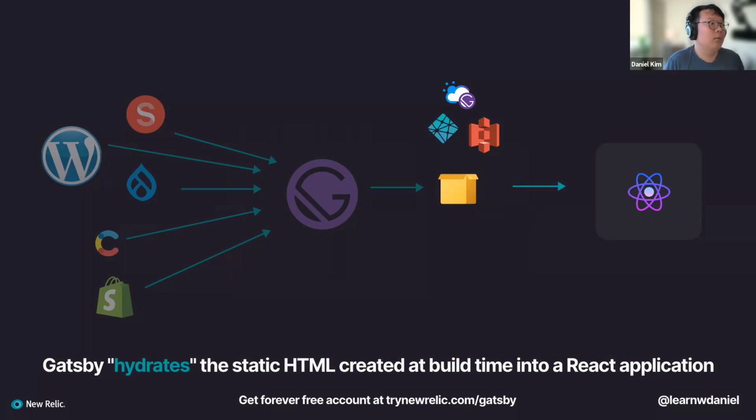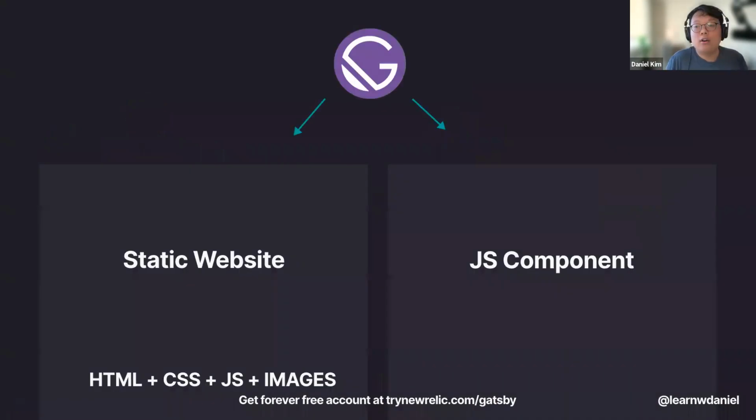And basically what Gatsby does is it hydrates when the user accesses it into a React application. So users are interacting with the React application at the end, but it still is able to be loaded onto the user's computer as fast as a static website. This is done by Gatsby producing two different versions of your website. It creates a static website that it sends to the user when they first access your website, which is just HTML, CSS, JavaScript, and images.